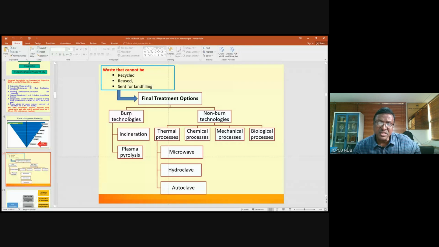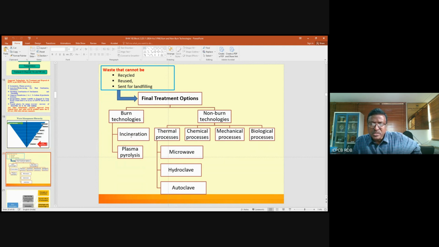What are the burn technologies? You can use incineration or plasma pyrolysis. Incineration and plasma pyrolysis are burn technologies, but the conditions that we maintain in these technologies are different. Whereas in case of non-burn technologies, we have thermal processes, chemical processes, mechanical processes, and biological processes.